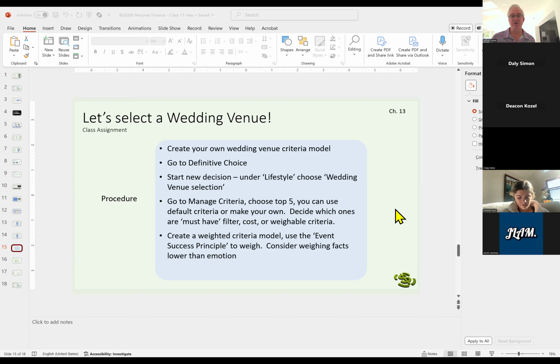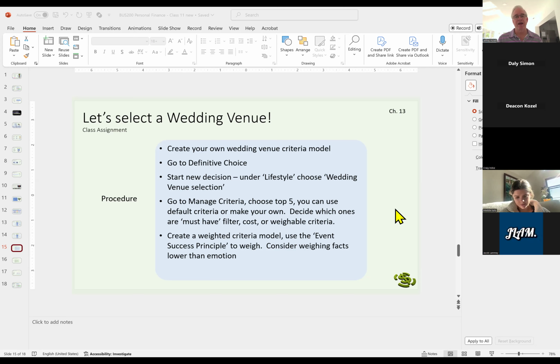Go to manage criteria and choose the top five. You can use the default criteria or make your own. Decide which ones are must-have filters. What I mean by that is, if there's something you just must have, that's a different kind of criteria. But what you want is weighable criteria, criteria that you can trade off. I would argue that at this point, since you've never been married before, this is your first run through, all your criteria should be sort of weighable, so to speak.